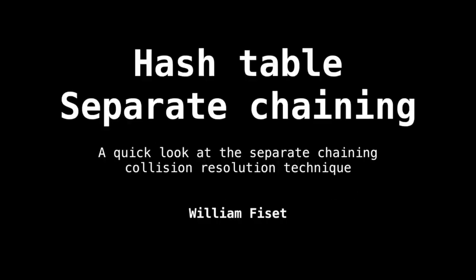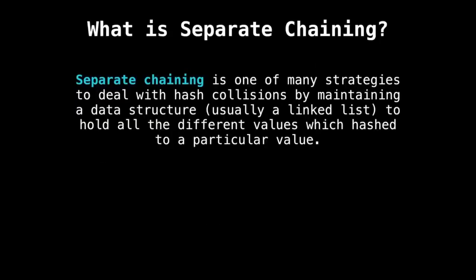Okay, let's talk about something super cool, and that is hash tables and separate chaining. Alright, let's dive right in. What is separate chaining? So separate chaining is just one of many hash collision resolution techniques. And how it works is when there's a hash collision, meaning two keys hash to the same value, we need to have some sort of way of handling that within our hash table so that it's still functional.